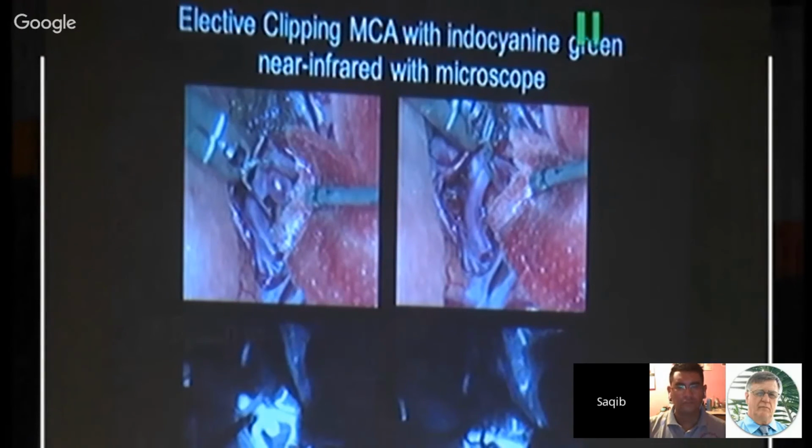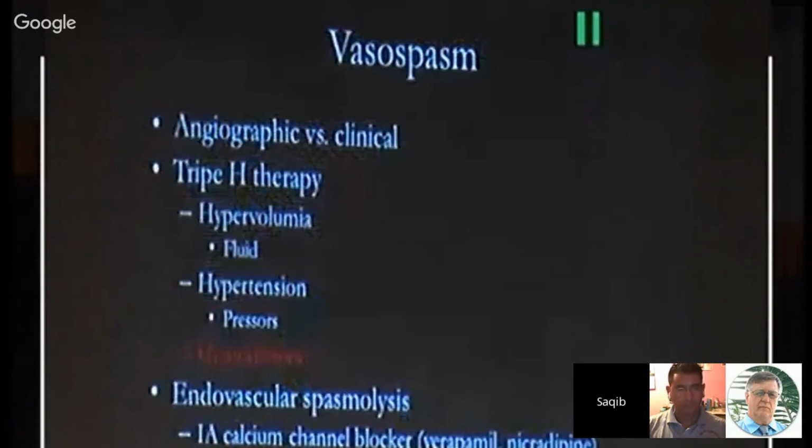Here's that same patient that we showed the CTA on. You can see this small aneurysm. I didn't show any dramatic cases. This is simple, straightforward middle cerebral artery aneurysm clipping as the clip is being applied. And then we can do indocyanine green angiography at the time through the microscope, fluorescence microscope, and confirm that we have it occluded. So the triple H therapy, these two are the most important.